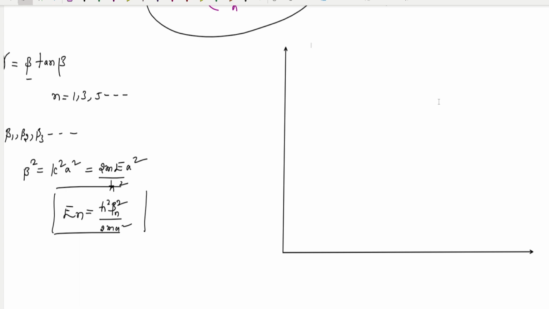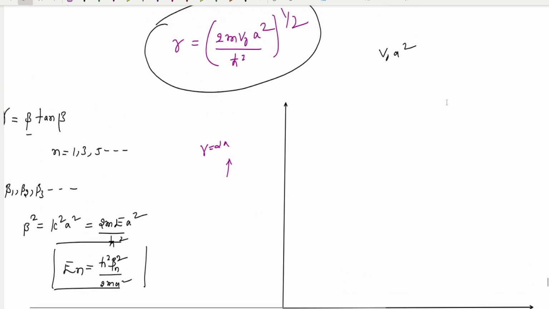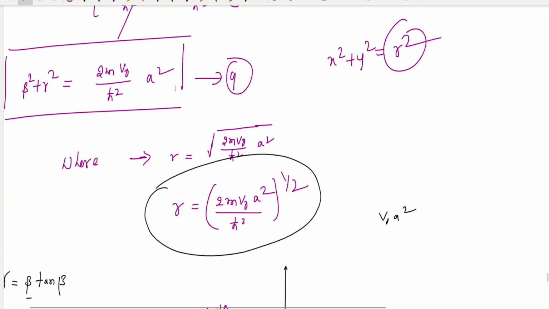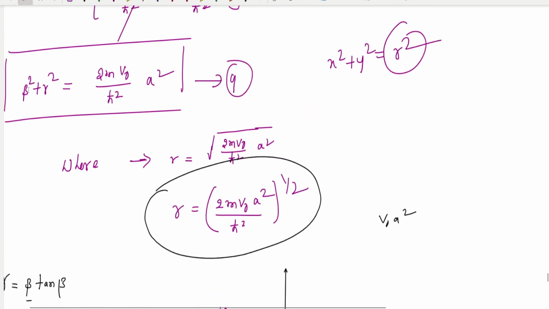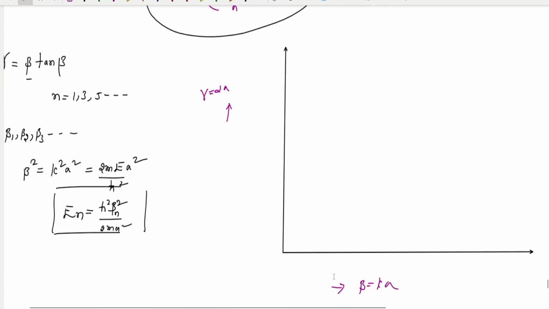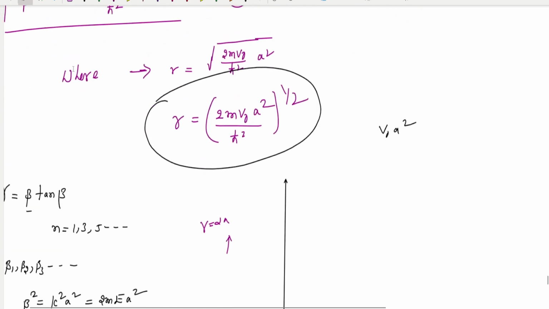So on the x-axis here I'm going to put beta, and on the y-axis gamma equal to alpha a, so this is the beta value, beta equal to k. So here we got the radius, right? x square plus y square is equal to r square. It looks like a circle equation. So this is the beta and gamma plane. Now you can understand this equation.